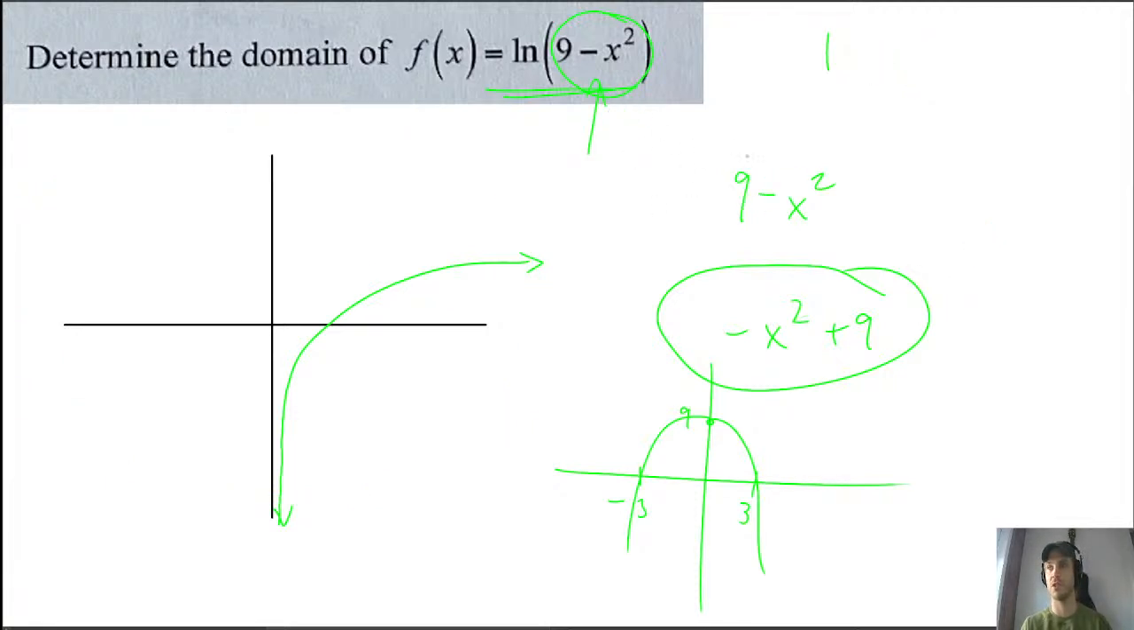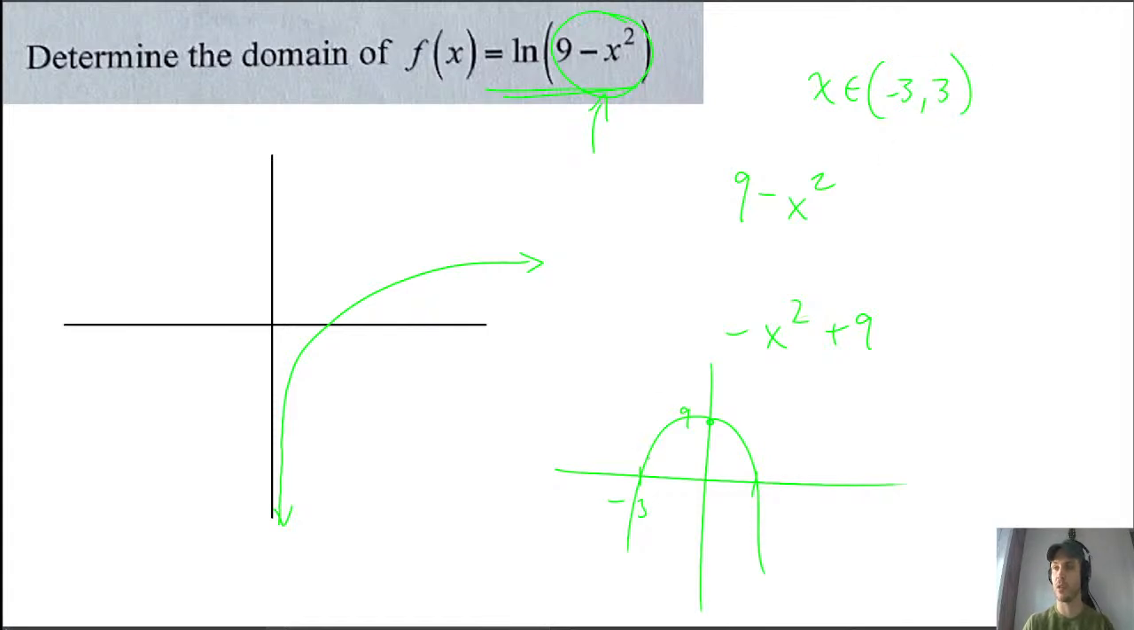Okay, so x here, this isn't what they're asking, but let's just think about it. x is an element of the interval from negative 3 to 3, okay? We can't have it be equal to negative 3 or 3, because if we did that, 9 minus negative 3 squared equals 0, and you can't have the log of 0. It's not defined there, okay? The same thing for positive 3. So that's the domain of our x, all right?